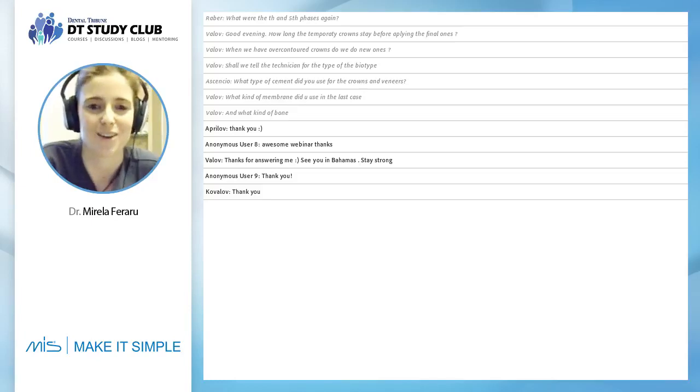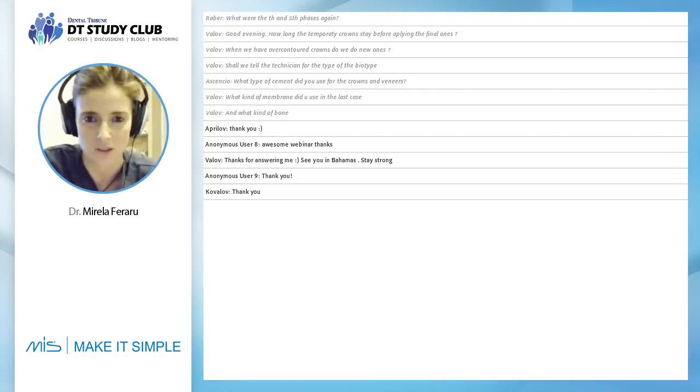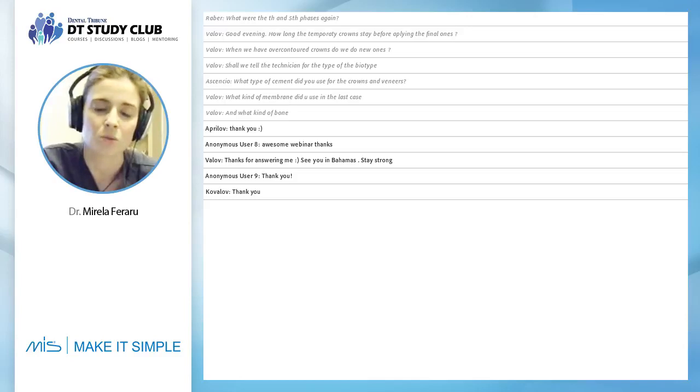Valov. Hi, Valov. How long do the temporary crowns stay before applying the final ones? Well, that depends. For example, if we have undergone any kind of periodontal surgeries, like crown lengthening, or there are some periodontally involved teeth, we have to wait for maturation of tissues. And in order to have that, we have to wait at least 6 months.